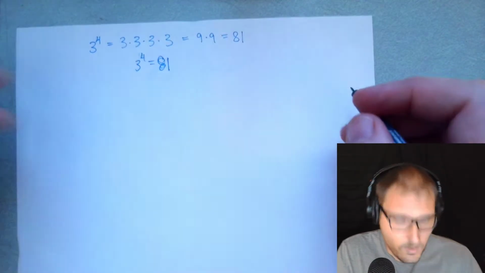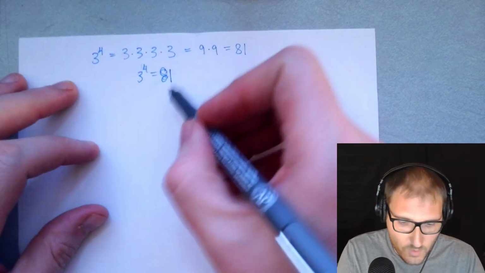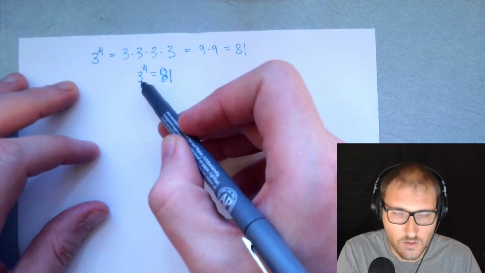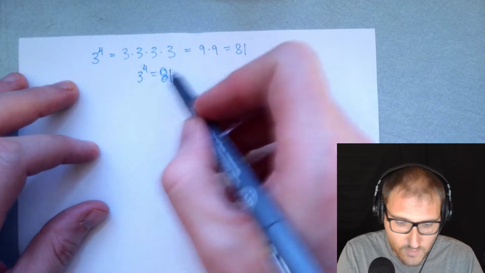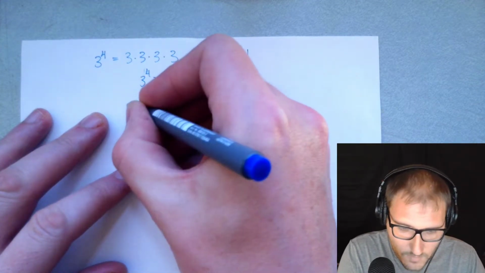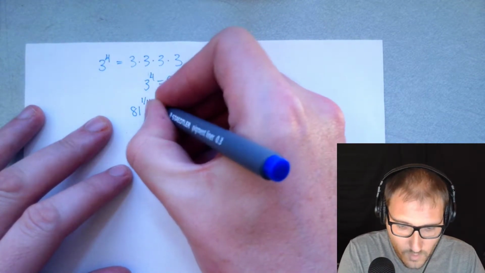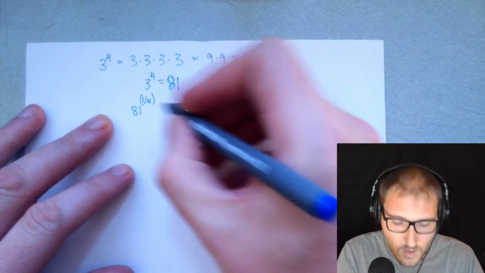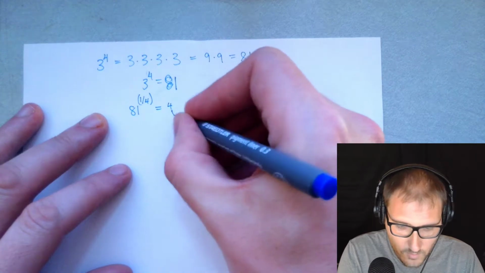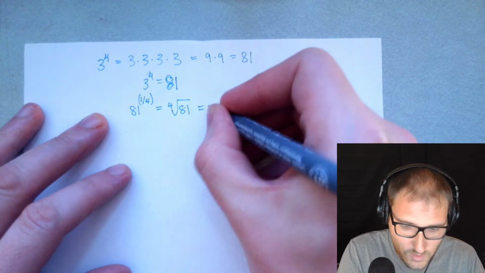So 3 to the fourth power is equal to 81. Most folks are pretty comfortable with that. Let's say I had the 81 and I had the 4 and I wanted to get back to the 3. What's the inverse of this process? If I take 81 and raise it to the 1/4 power, that's the same as writing the fourth root of 81, which is 3.